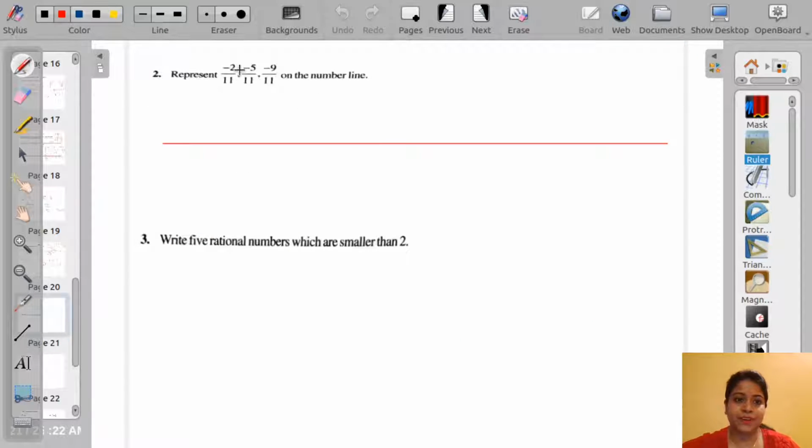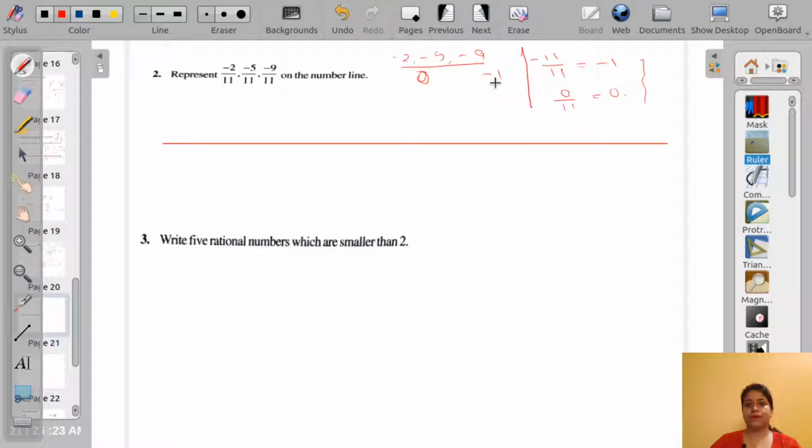Okay, here I represent minus 2 by 11, minus 5 by 11, and minus 9 by 11 on the number line. The denominators are the same for all the rational numbers, 11. Same process again, so it is quite clear now. Minus 11 by 11 is minus 1, and 0 by 11 is 0. So these numbers, minus 2, minus 5, minus 9, lie between 0 and minus 11, sorry, 0 and minus 1.